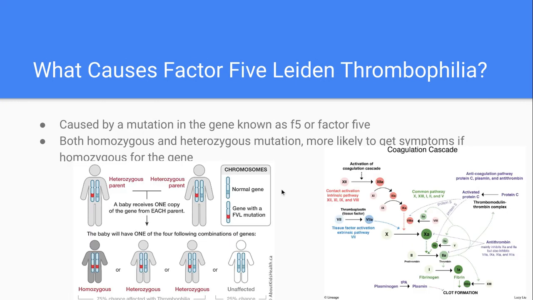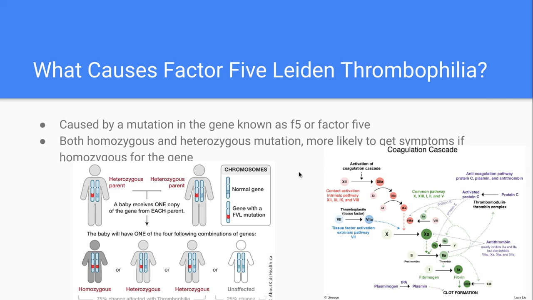And so what causes this disorder? Well, it's actually caused by a single point mutation in a gene known as F5 or Factor 5. And this gene is found in the first autosomal chromosome. And it gets its name because this gene codes for a protein called coagulation factor 5. And as the name suggests, coagulation factor 5 is a protein that causes clots to form or helps assist in the formation of clots.